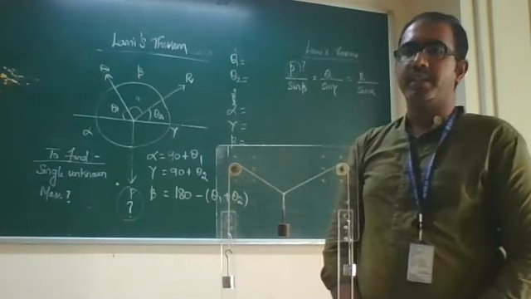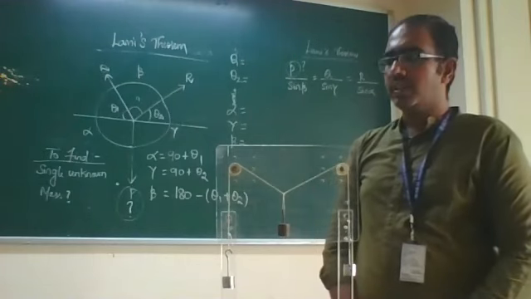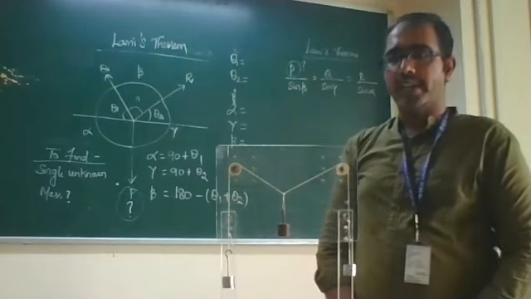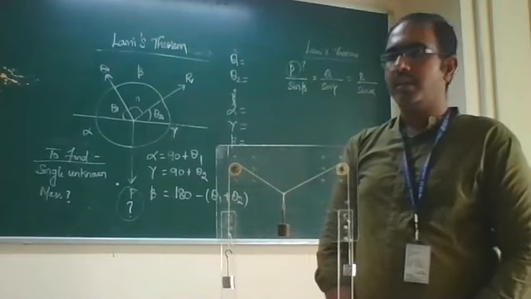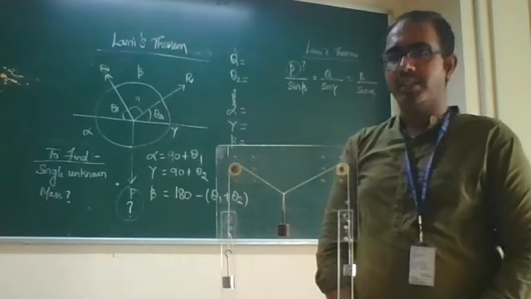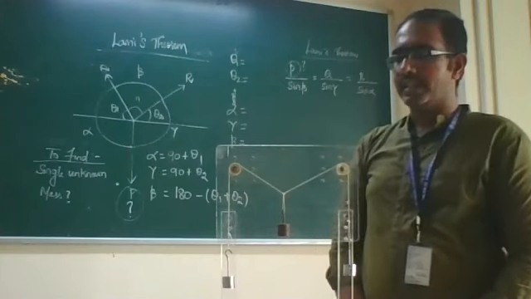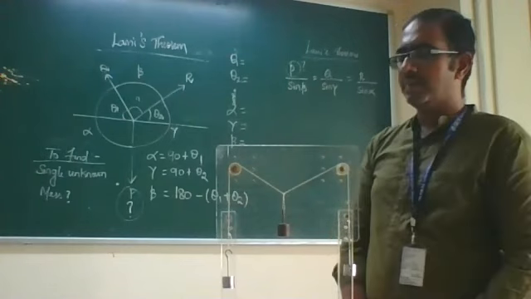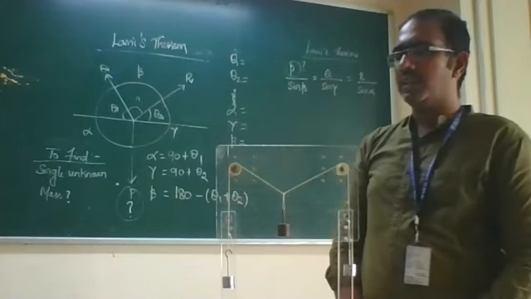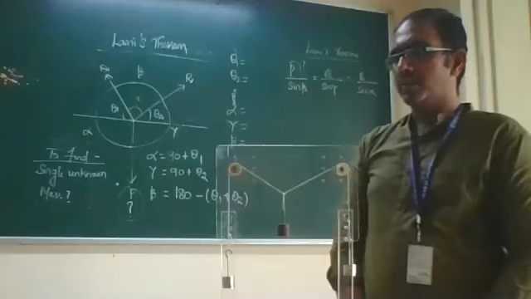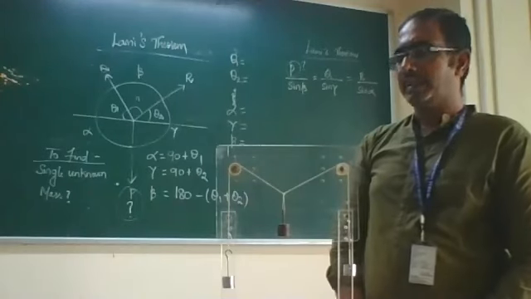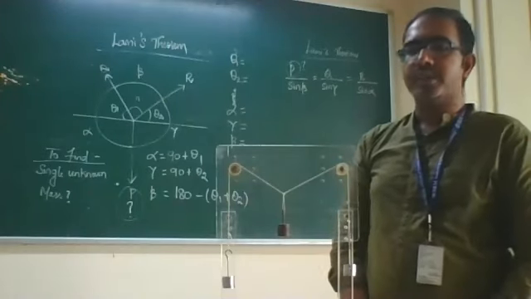Today I'm going to explain the Lami's Theorem kit. It is one of the experiments in the active learning lab for first year mechanical engineering students. What is the objective of this experiment? Using the Lami's Theorem kit, we can find out the unknown mass, using the angle method.